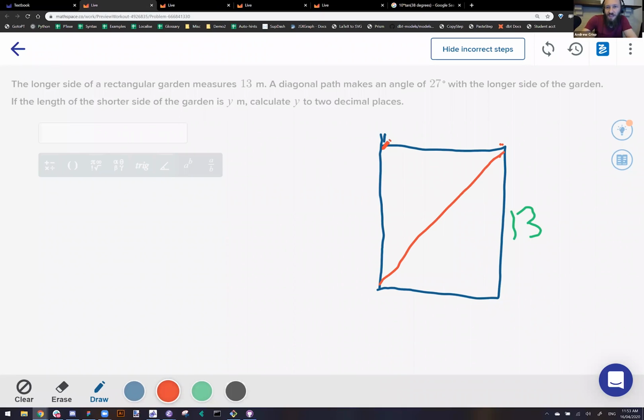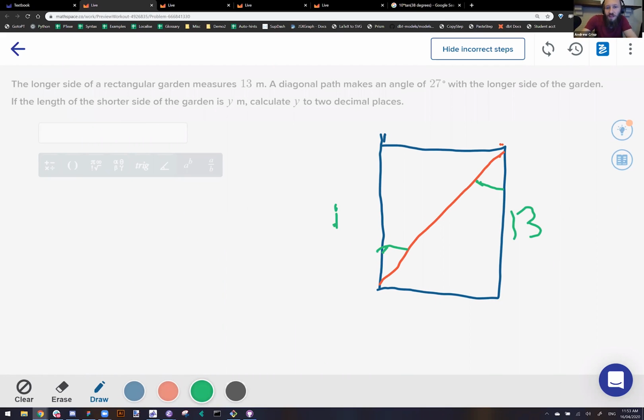And then it says that it makes an angle of 27 degrees with the longer side of the garden. So I think that means that it's this angle here. One of the things that's nice about rectangles is that this angle here, this 27 degrees, is going to be the same here and here. Both of these are going to be 27 because both of these are alternate angles.